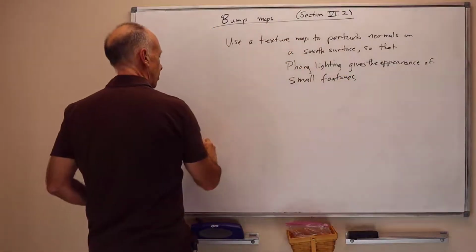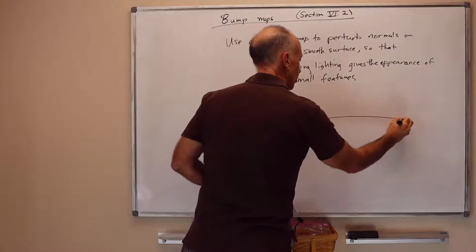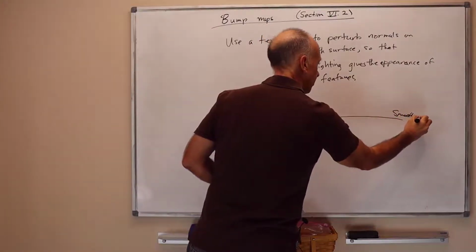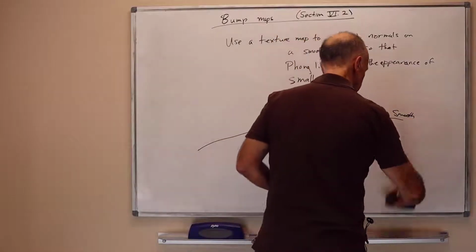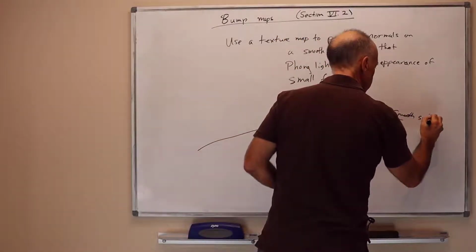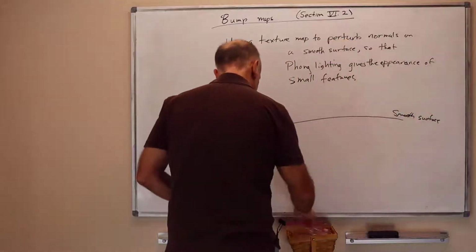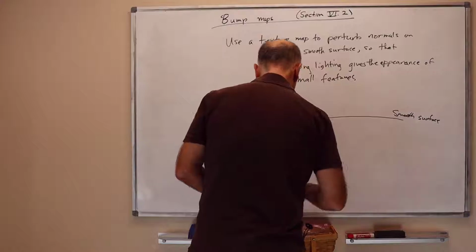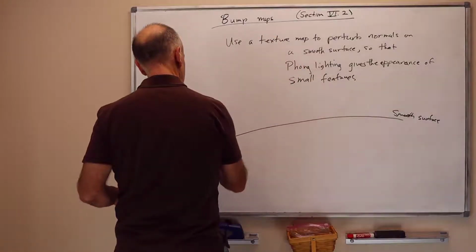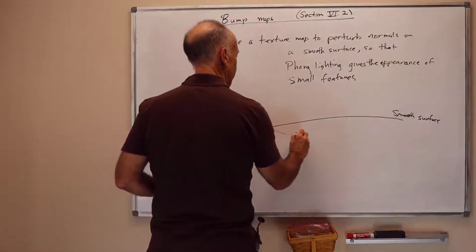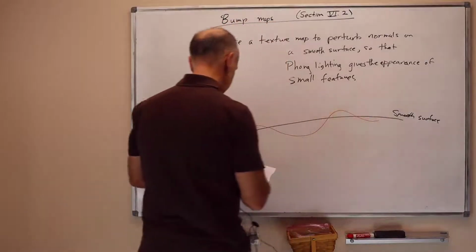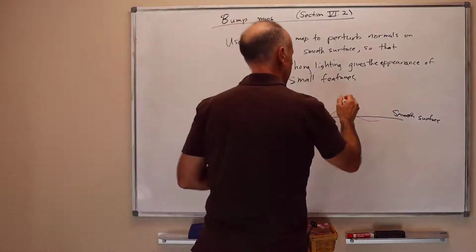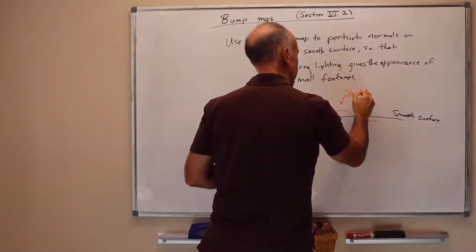So basically the picture is going to be the following. We've got a smooth surface here that's being modeled geometrically. And we've got a perturbed surface, which I'll draw in orange, which has maybe bumps or dents. So this is the perturbed surface, which is the smooth surface changed to be different.